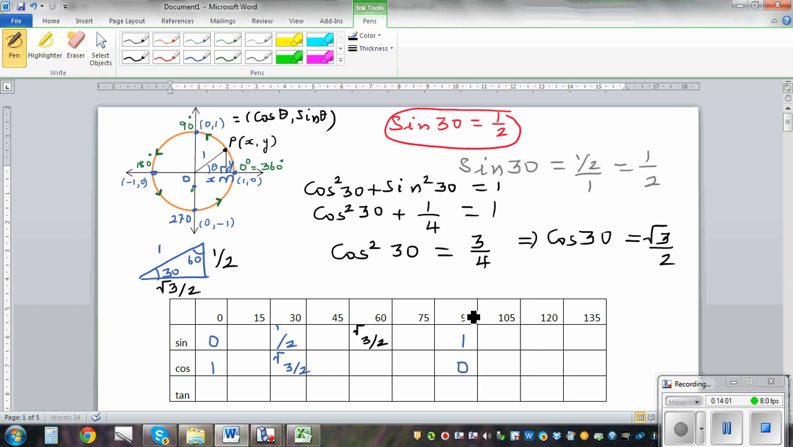Okay. And what else? Cos 60 is half, 1 over 2. Okay, so now I'm going to pause this video and I want you to try to prove cos 15 or cos 75. So let's prove cos 75 using the compound angle formula.